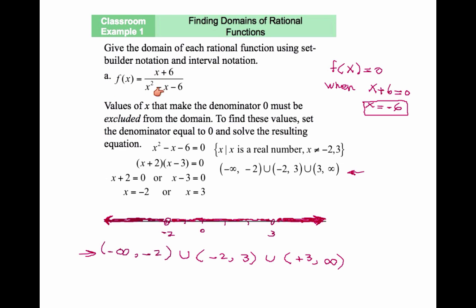0 over anything here would be 0, assuming that this doesn't come out to 0. It doesn't. If I put negative 6 here, that becomes negative 6. So it would be 0 over negative 6. So f of x would be equal to 0 when what we have at the top of the fraction would be equal to 0. f of x would be undefined when what we have at the bottom of the fraction is equal to 0. It would be these two points.